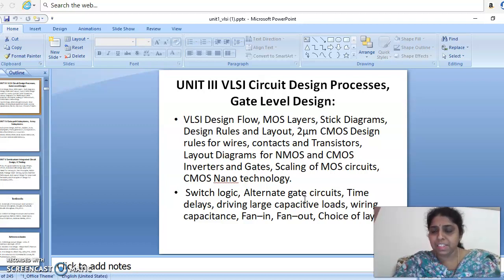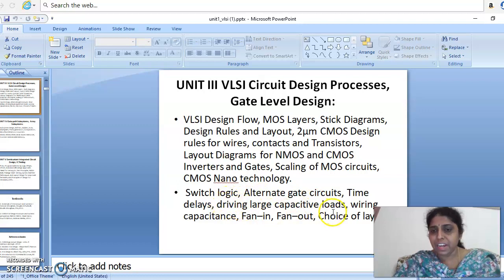Then time delays. So delay is nothing but RC. So R and C should be calculated. R is the sheet resistance, C is the capacitance. So those two we need to know how to calculate. Then with that we can calculate the delays.